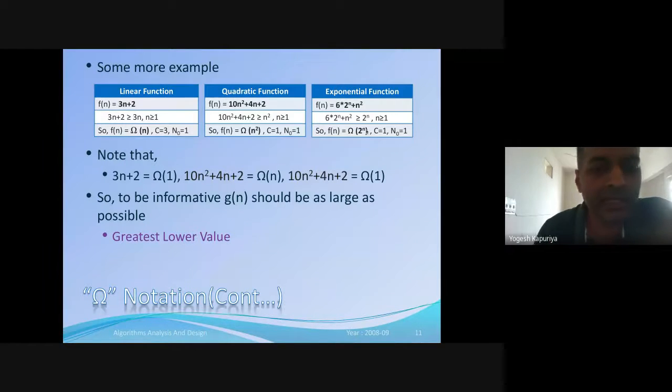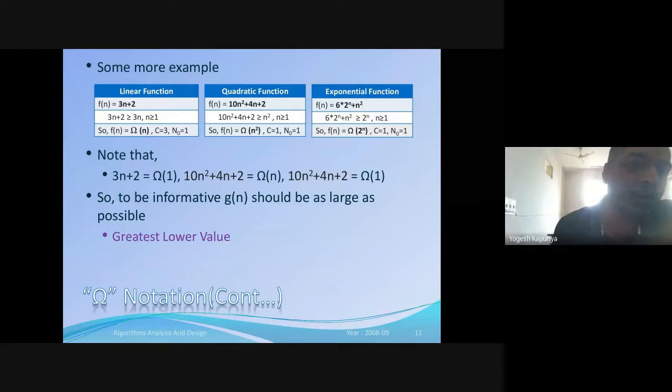Now, interestingly, you may argue that when we are computing the lower bound, then why do we ignore 2 from this rather than ignoring 3n? Are you getting? Because if I say 3n plus 2 is greater than or equal to 2 for any value of n, that is also true. Then in that case, my function of n will be a constant 1. Here also, if I ignore this n square, 4n, etc., again this will be constant.